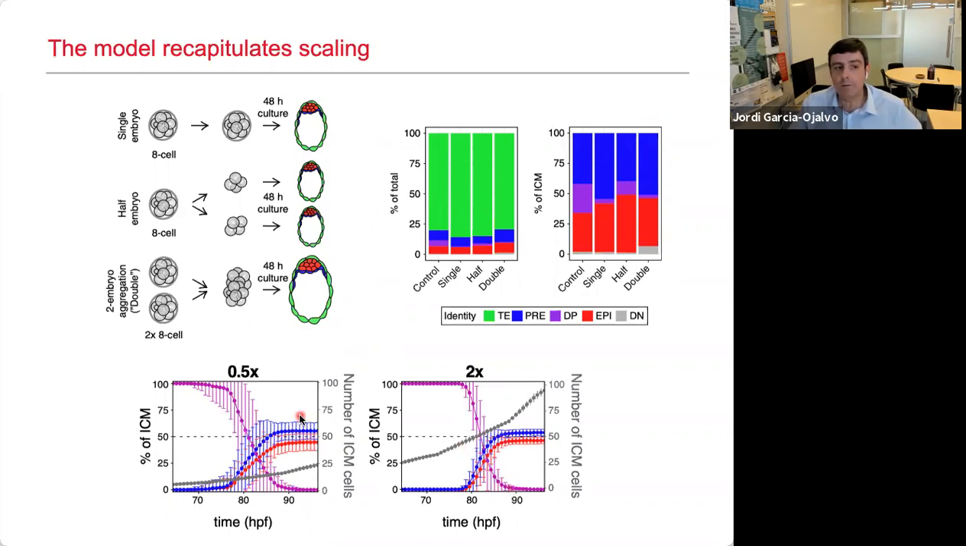So this means that first of all, our simple model, in which FGF signaling is the only thing there is, nothing else, reproduces the cell-fate decision not only in the wild-type situation, but without changing parameters, I have to say. That's the key: we are not changing parameters in our model, and we are reproducing the result of a half embryo or a double embryo.